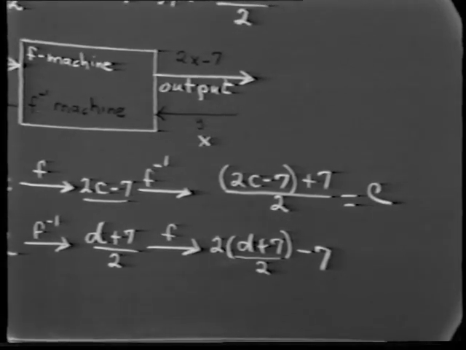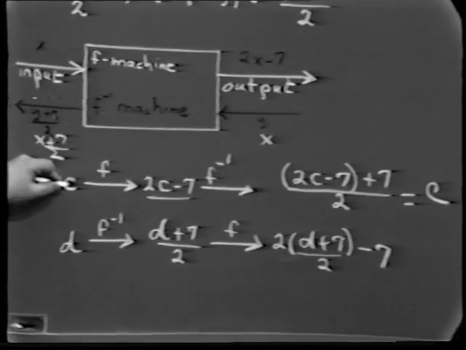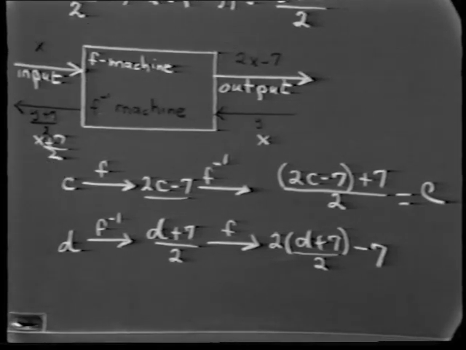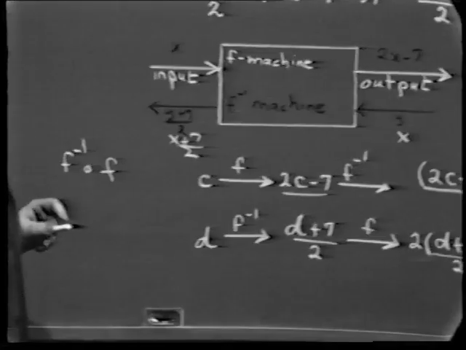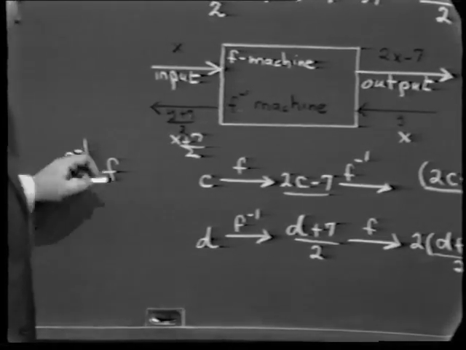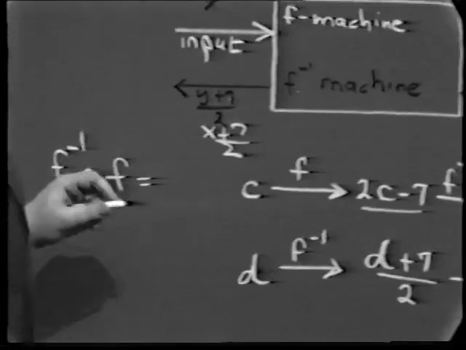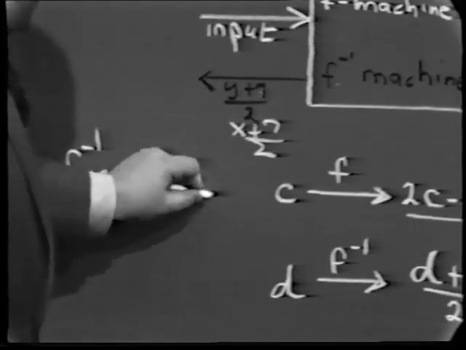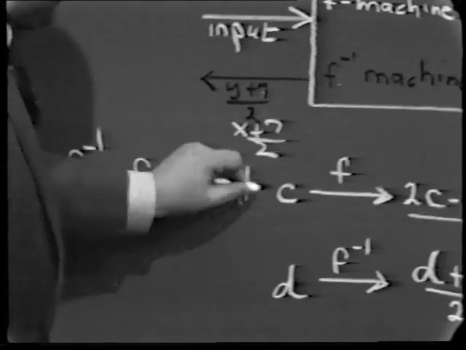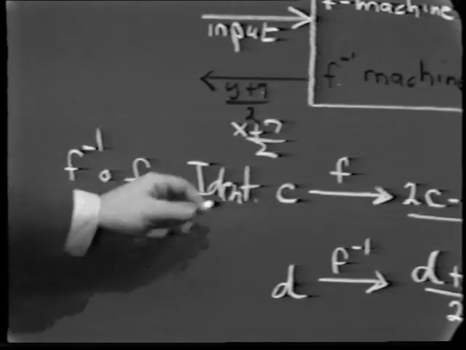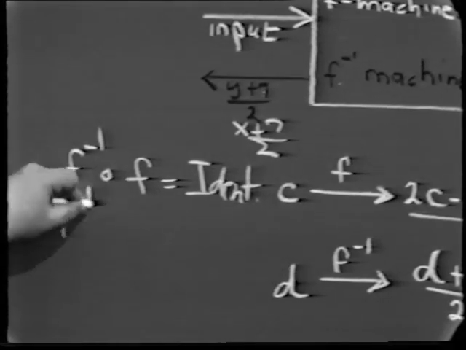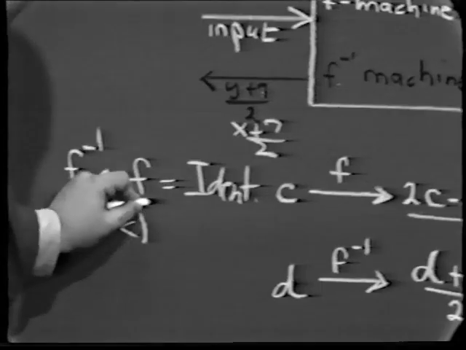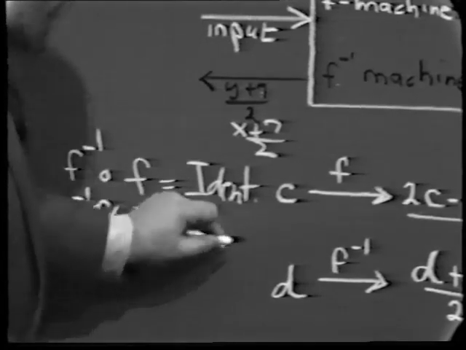If we wanted to use the language of last time in terms of composition of functions, what we're saying is that if you combine f followed by f inverse, that is, f inverse following f, that gives you what we can call the identity function. The identity function, namely, if the input is c, the output will again be c. In other words, f inverse of f of c is just c back again.